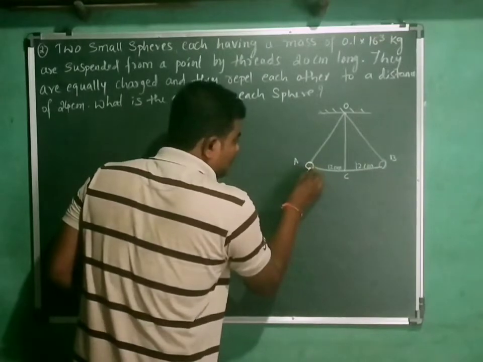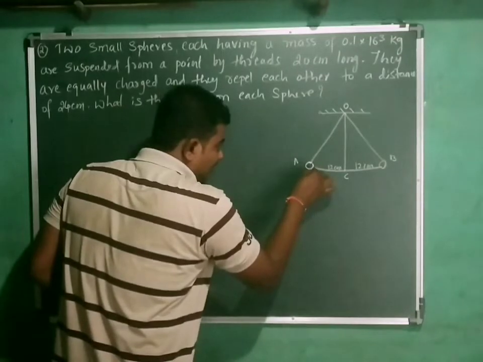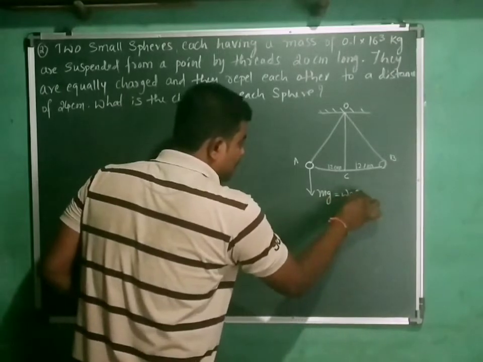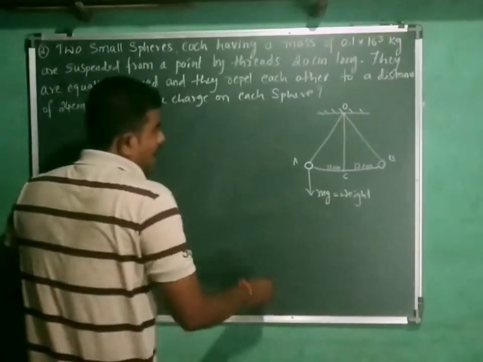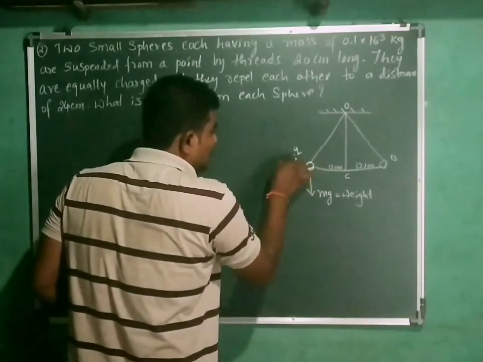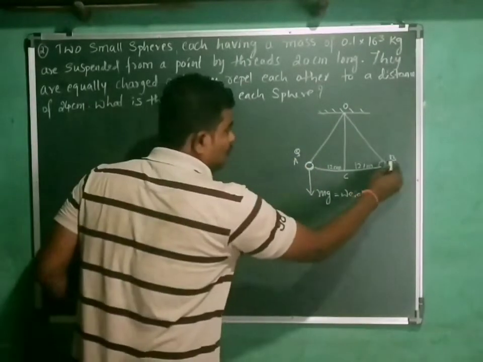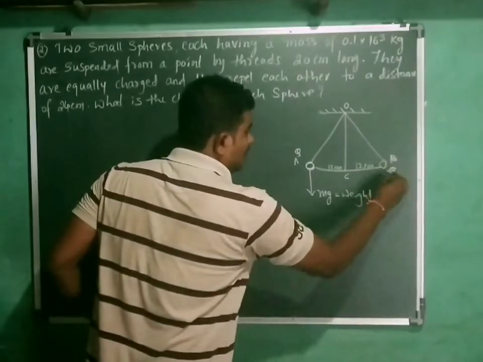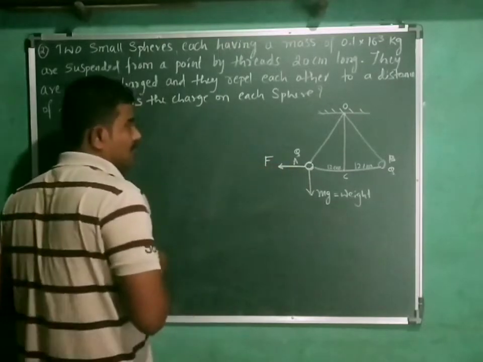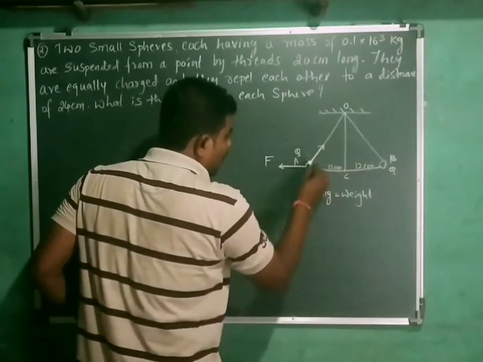See, this sphere or this mass is experiencing various forces. This mass is experiencing force due to gravity and we call it mg, and this is nothing but what? Weight. And this sphere has a charge, let us call it q, and this q charge is experiencing a repulsive force by another charge q in this direction, and this force is called what? Coulomb's force.